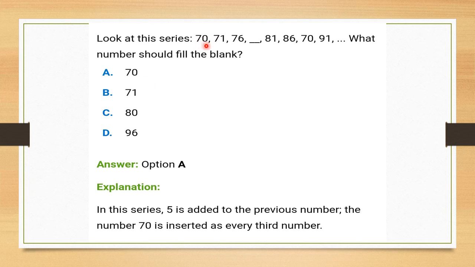Here in this series 70, 71, 76, we have to fill the blank, 81, 86, 70, 91. If we see the 70, it occurs after every two numbers: 81, 86, then 70 again. It means after leaving two numbers, the 70 should come here. So the answer is option A, 70. Alternatively, in the other series, 71, if we add 5, we get 76. 76 plus 5 is 81. 81 plus 5 is 86. 86 plus 5 is 91. In this way, we can add one more 5 to get the next number.